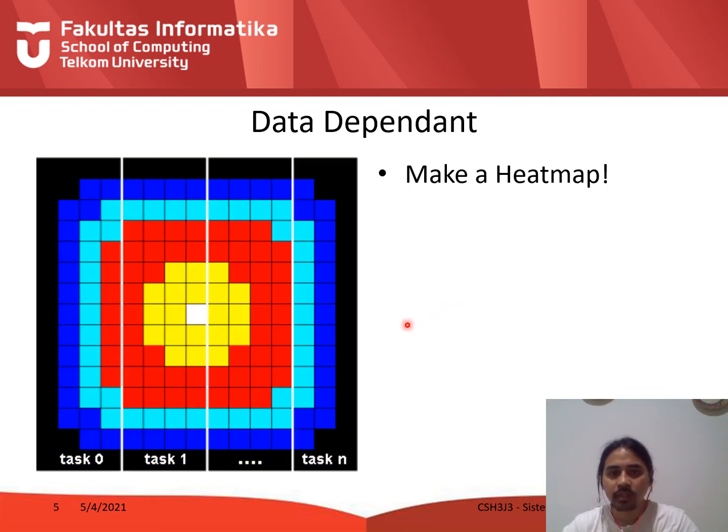And secondly, to create a heat map. A heat map means that in this sensor, the center is the hottest spot, and as it goes to the edge, it gets colder. It means that between task 0 and task 1 here, task 0 needs to communicate with task 1 to know the heat of task 0. This means that through this barrier between task 0 and task 1, there is a communication. This means that making a heat map is data dependent.